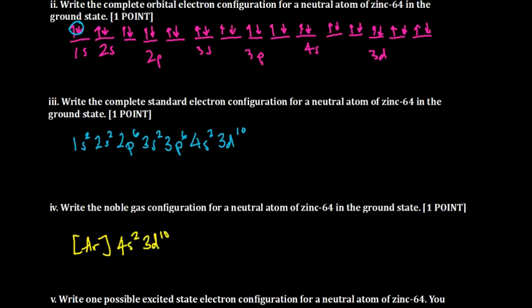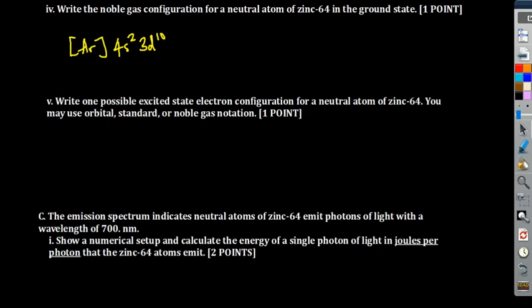Woo! Now we're moving. So part 5. Write one possible excited state electron configuration for a neutral atom of zinc-64. You may use orbital, standard, or noble gas notation. Okay, I'm going to stick with noble gas notation because that one's my favorite, makes my life the easiest. And know that there are a lot of possibilities here.